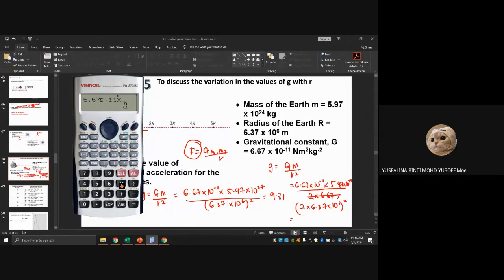Times 5.97 exponent 24. Okay, and then we divide by 2 times the R, which is 6.3737 exponent 6. Okay, and then you have to square it. So I got 2.45.